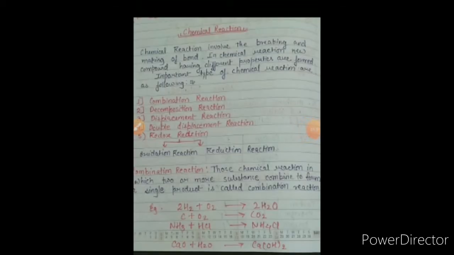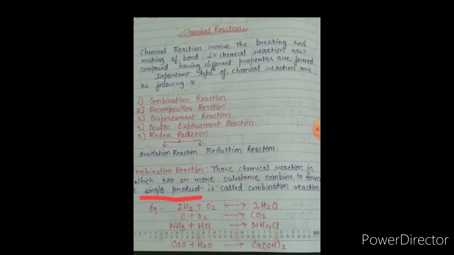So what is combination reaction? To study combination reaction in detail, firstly we must know the definition of a combination reaction. From its name it is clear that those chemical reactions in which two or more substances combine to form a single product. Students, just pay attention to this word, that is single product. So combination reactions are those chemical reactions in which two or more substances combine to form a single product, is called a combination reaction.